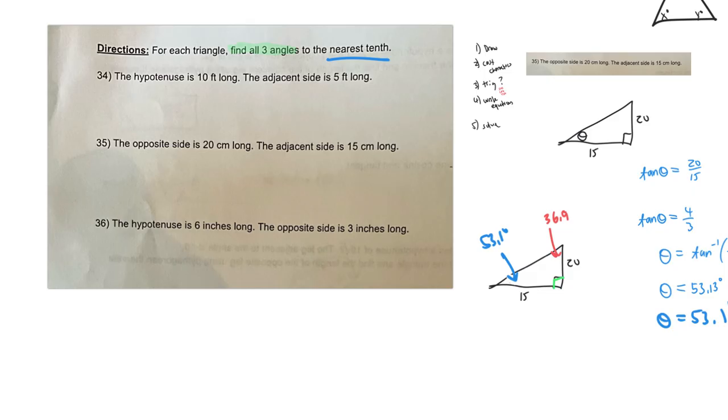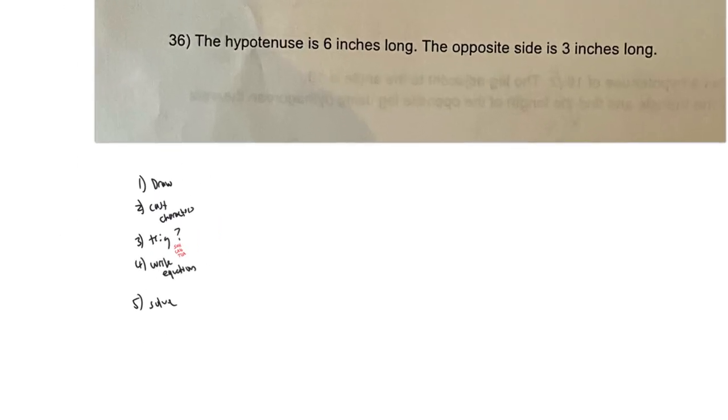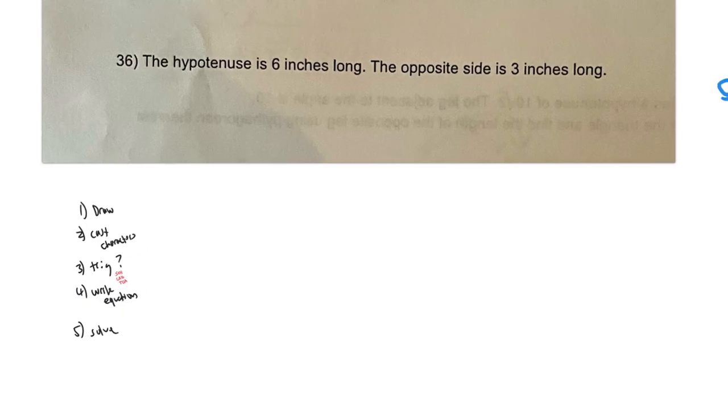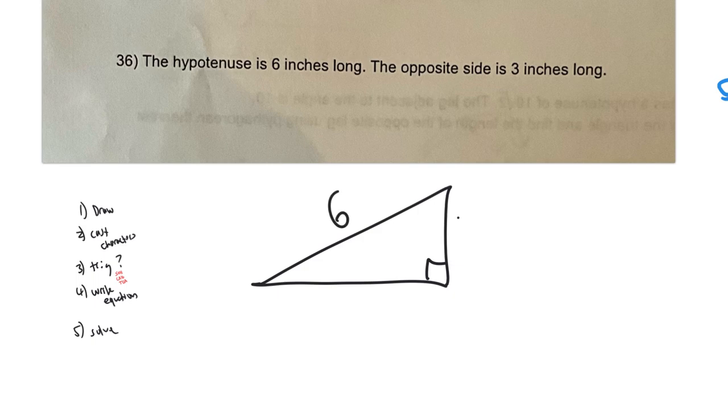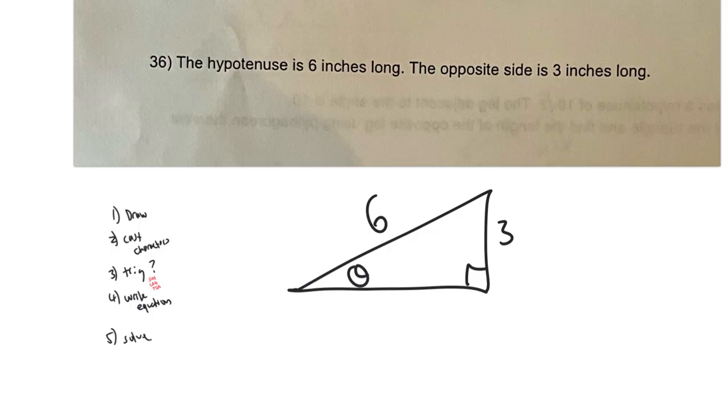Okay, and finally, I would imagine this is the same. The hypotenuse is 6 inches long. Okay, let's just draw it. Hypotenuse is 6, opposite side is 3. Here's the angle. We drew it. That's step number 1. Step number 2, cast of characters. This is the opposite. In fact, they literally tell you it's the opposite of hypotenuse, right? That's the cast of characters.